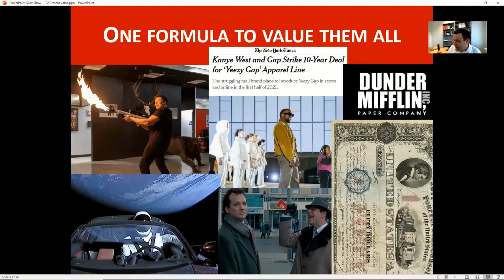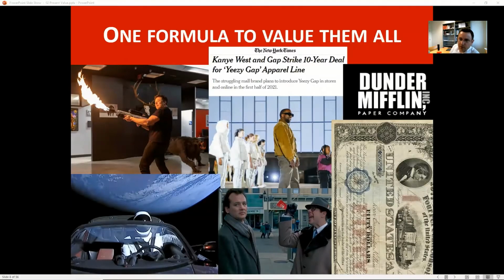And then finally, we've got government debt. So this is a U.S. bond that was issued a long time ago. Government debt's pretty safe, about the safest thing you can think of. You can use the present value formula to calculate the value of that debt as well. So one formula to govern a wide range of projects, put them all on an apples-to-apples basis, compare government debt to a paper company, to insurance, to the Gap's deal, to SpaceX. Put them all on an equal footing and compare them to each other.